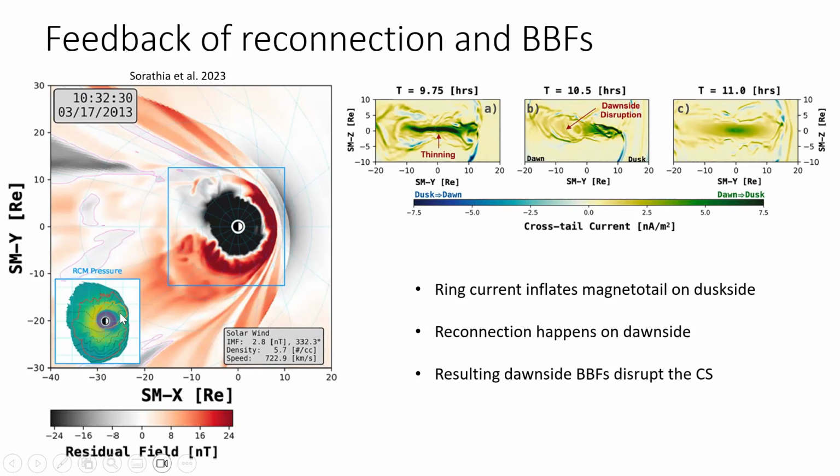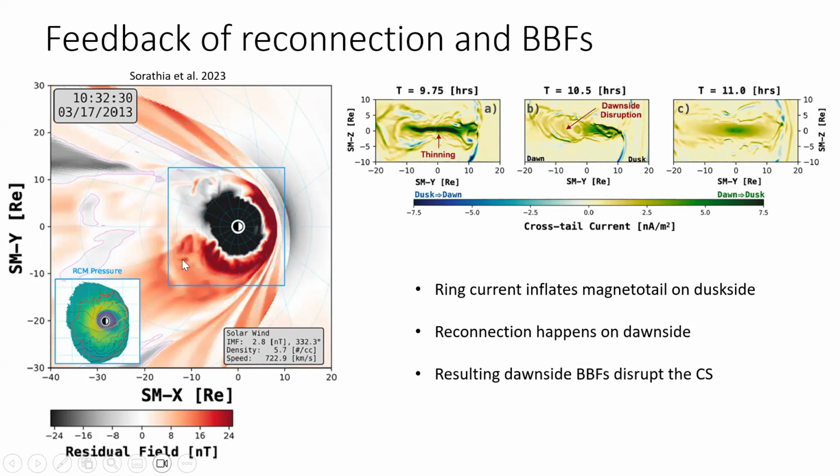If that happens, then you can imagine that reconnection happens on the dawn side, resulting in bursty bulk flows on the dawn side that can then disrupt the dawn side current sheet. And so that's what these images are showing here. These three plots are at different times in the YZ-SM plane showing the current sheet. So you get some thinning, and then you get this dawn side disruption rather than a symmetric disruption.